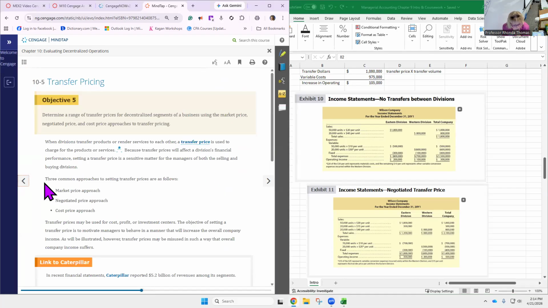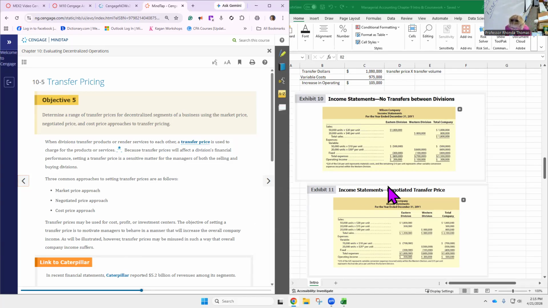All right, transfer pricing is used to charge for products or services between divisions, because transfer pricing will affect a division's financial performance. Setting a transfer price is a sensitive matter for the managers of both the selling and the buying divisions. So once again, the selling division would like it to be sold for the most. The buying division would like to transfer it for the least.